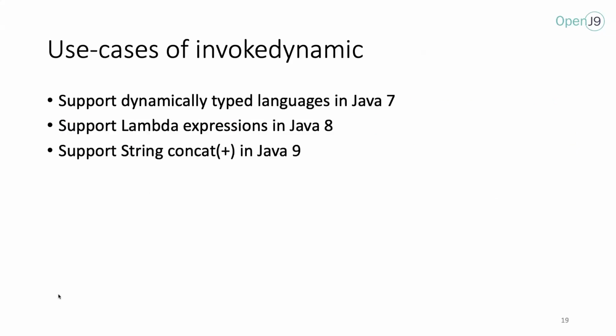So let's begin with invokedynamic. Invokedynamic was introduced in Java 7 to support dynamically typed languages. In Java 8, it was further used to support lambda expressions, and in Java 9, it was used to support string concat. So we will look into more detail at the string concat use case of invokedynamic.